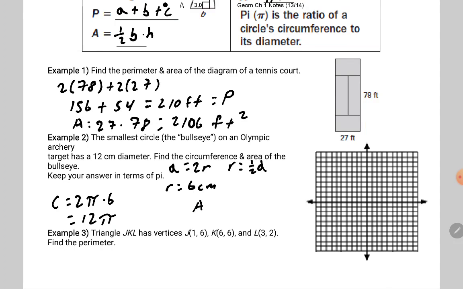Area is pi r squared. So pi times 6 squared. So that would be 36 pi.